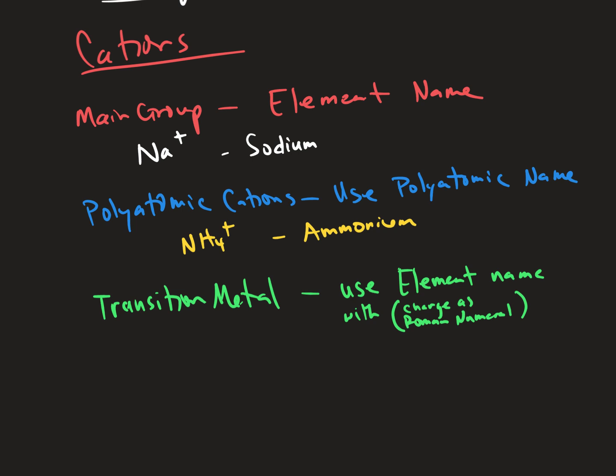So if we have, let's say, Fe3 plus, for example, it's going to be called iron. That's the element name. Then Roman numeral 3 in parentheses. And we call it iron(III). Good?